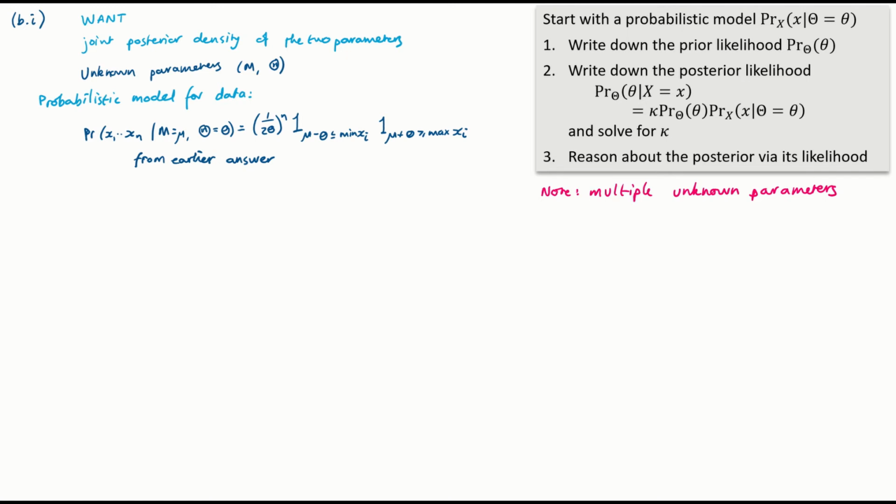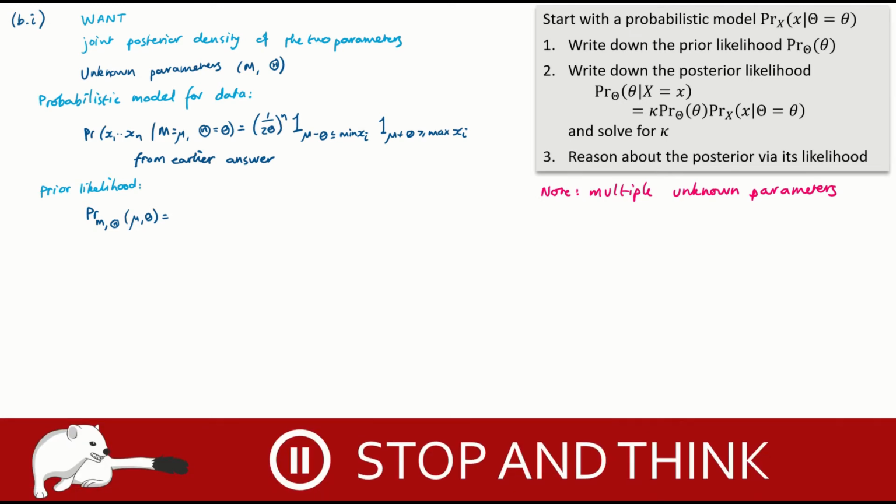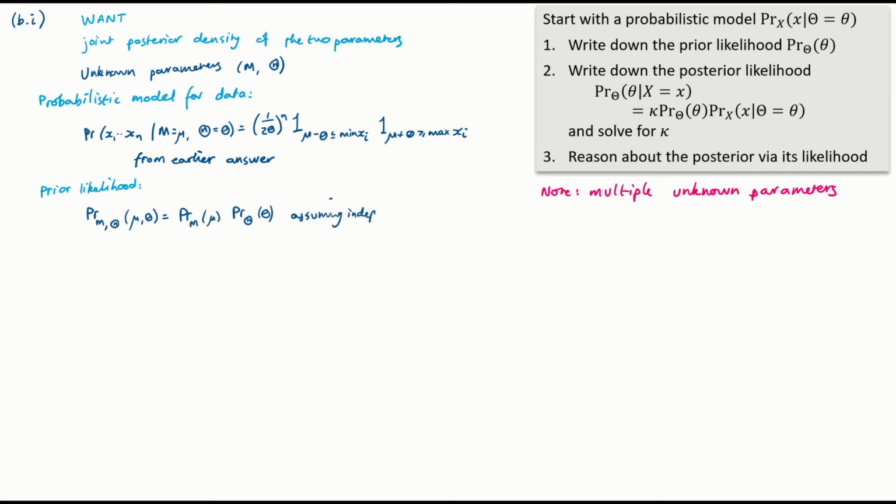We start with a probabilistic model for the data. This is exactly what we had last time. Write down the prior likelihood. Okay, now this is a time for you to stop and think. See if you can figure out what the prior likelihood is. The question just says use a normal as the prior for mu and a Pareto as the prior for theta. But we want the prior for the pair of random variables. That's what the general procedure always says to do.